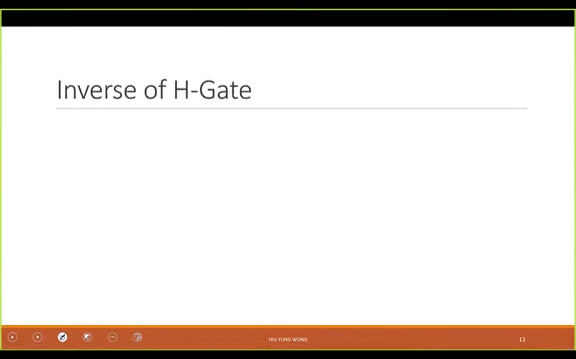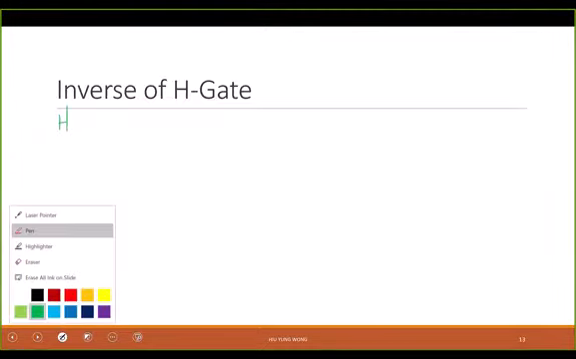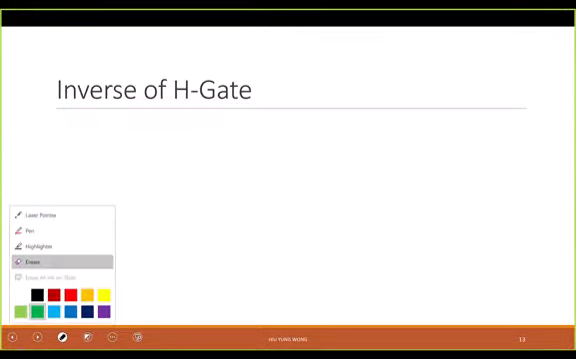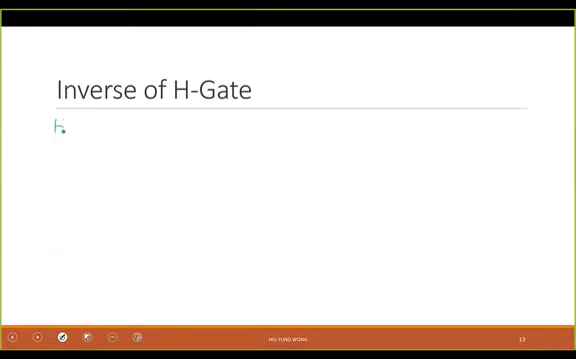Okay. Here I do want to say one thing about the inverse of the Hadamard gate. So inverse means the reverse direction. And it happens that the inverse of the Hadamard gate equals the Hadamard gate itself. So if you have a circuit that starts with a Hadamard gate followed by its inverse, it's just the same as two Hadamard gates. Let me prove to you that it is true.